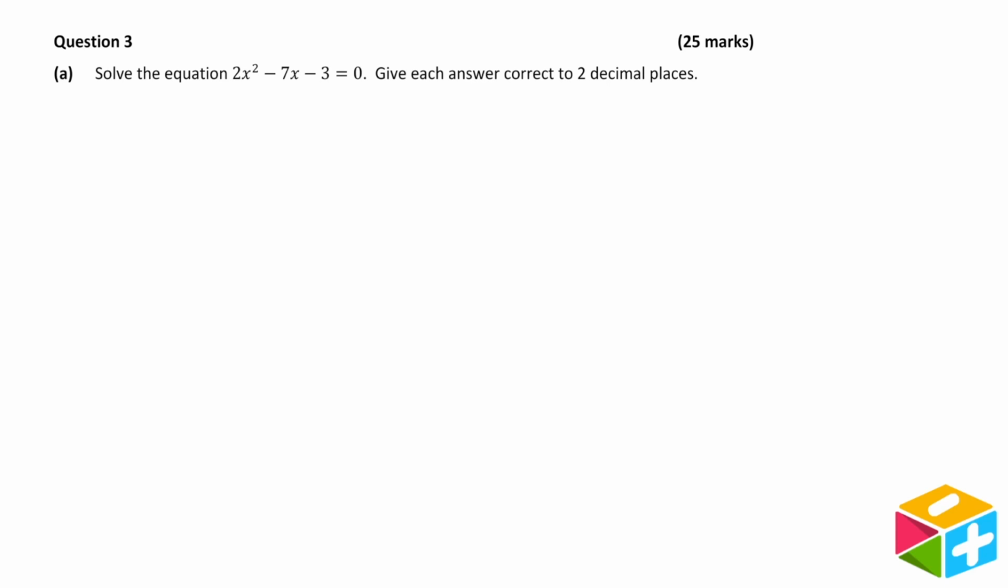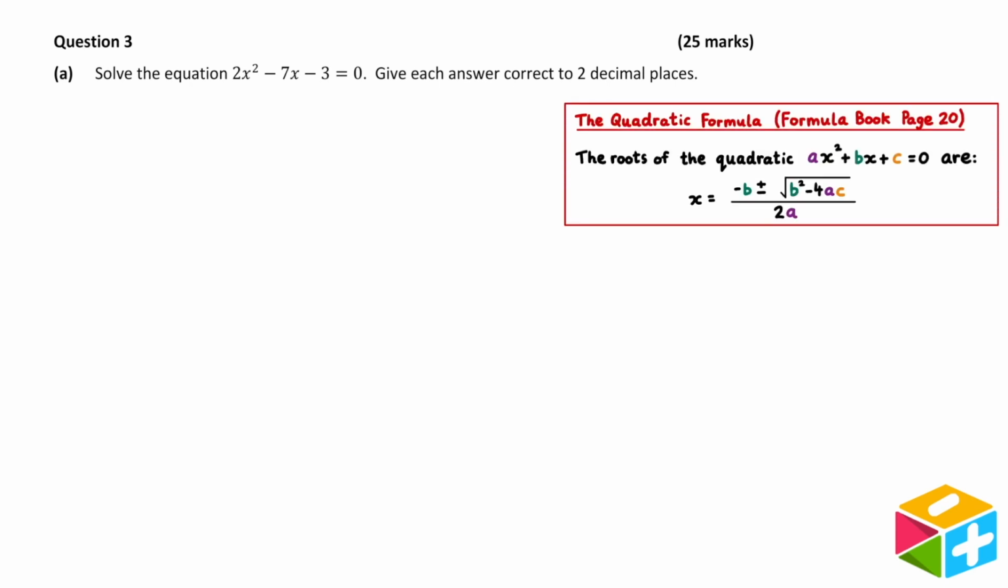The equation we are given involves an x squared term, an x term, and a number term. This is referred to as a quadratic equation, and to solve it, we can use the quadratic formula, which is on page 20 of our formula book. It says that the roots of the quadratic ax squared plus bx plus c equal to 0 are x is minus b plus or minus the square root of b squared minus 4ac, all divided by 2a.